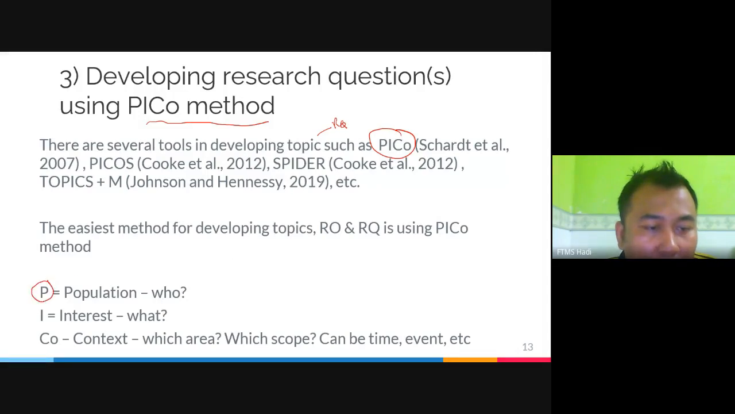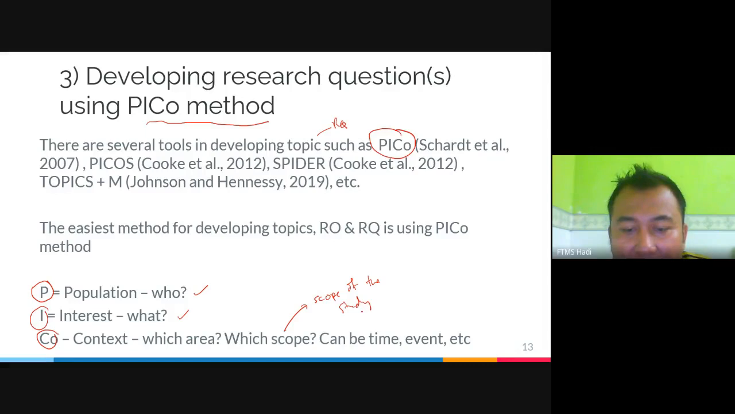P is population, which is who do you want to analyze? The first one. I is interest. What do you want to research? What topics? That means usually what do you want to search for? And the last one, which is CO, that means context, which area, which scope. It can be time, can be event, and so on. Later in chapter 1, there is a section we call the scope of the study. That means what context that you want to cover.